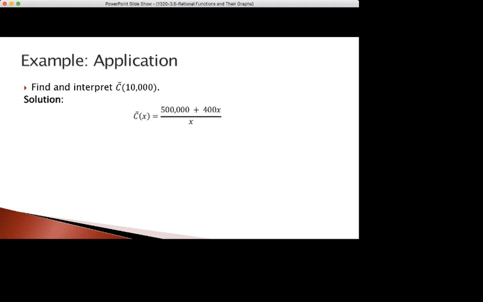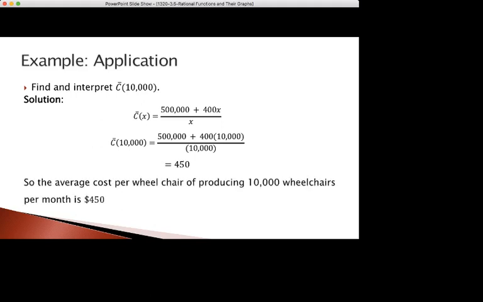C bar of x is equal to 500,000 plus 400x over x. Plug in 10,000, and we get that the average cost is equal to $450. Now what that means is the average cost per wheelchair after we've produced 10,000 wheelchairs per month is $450.